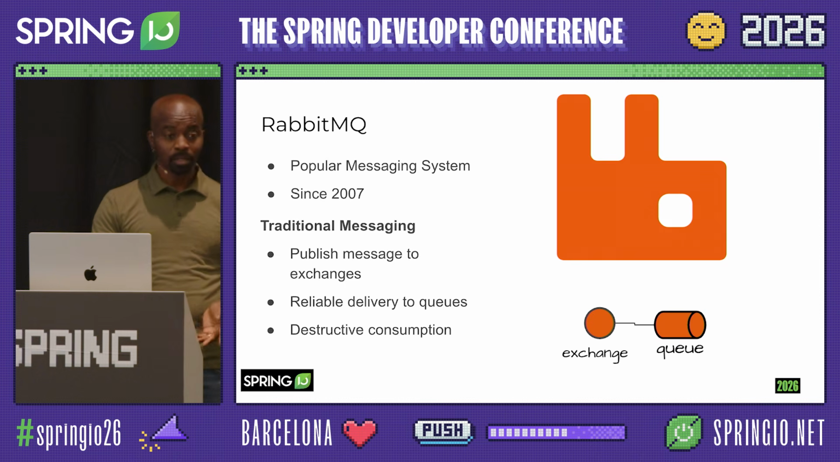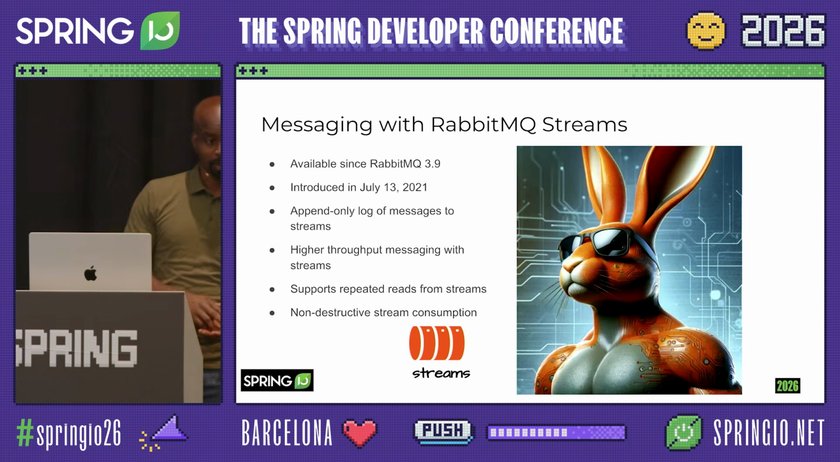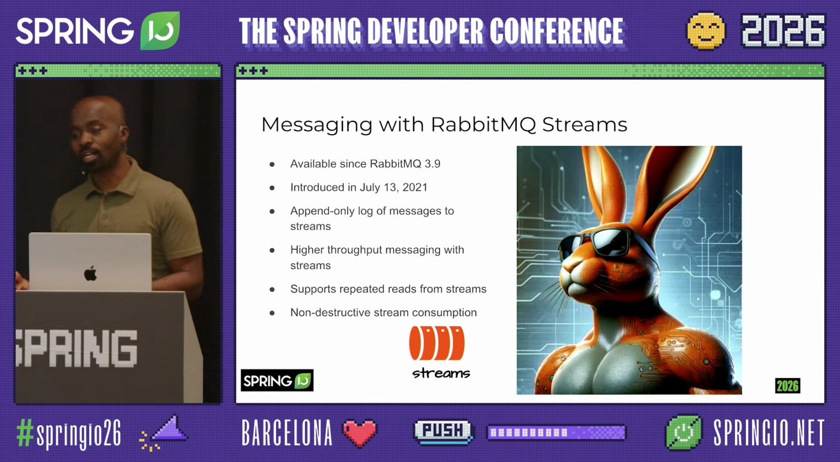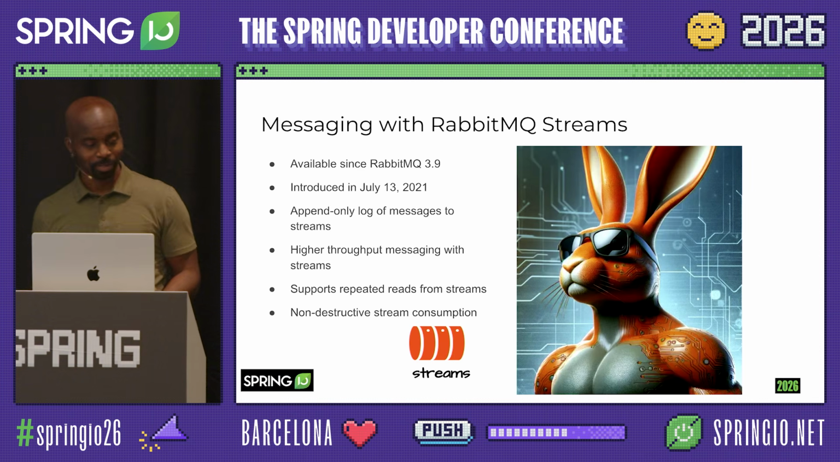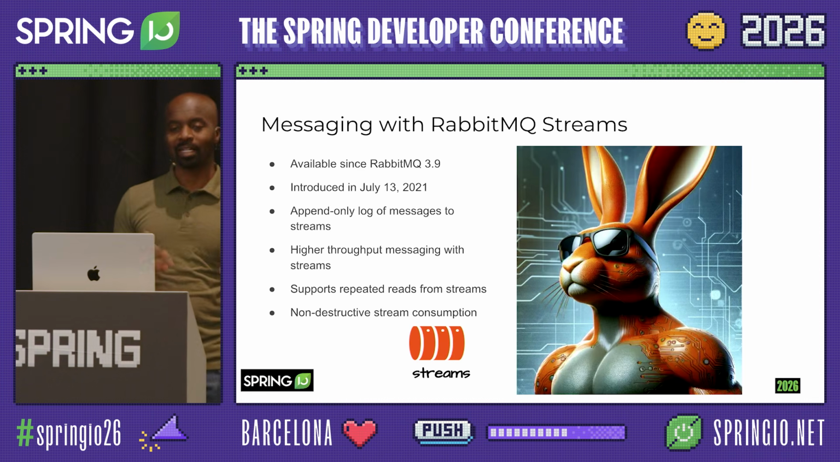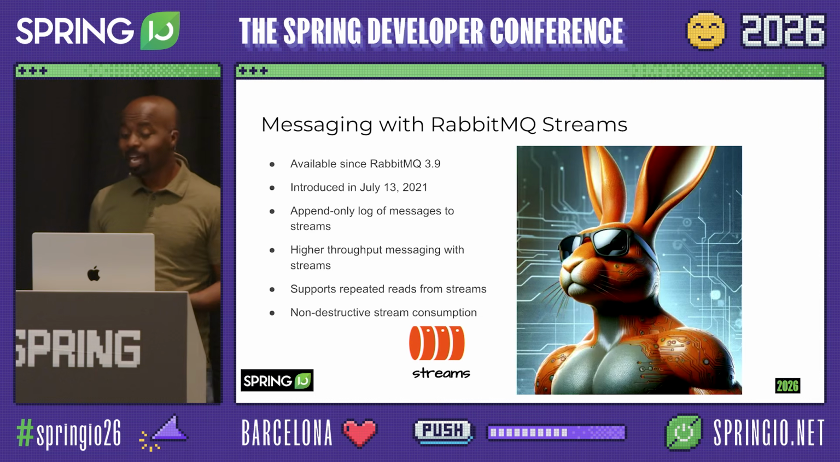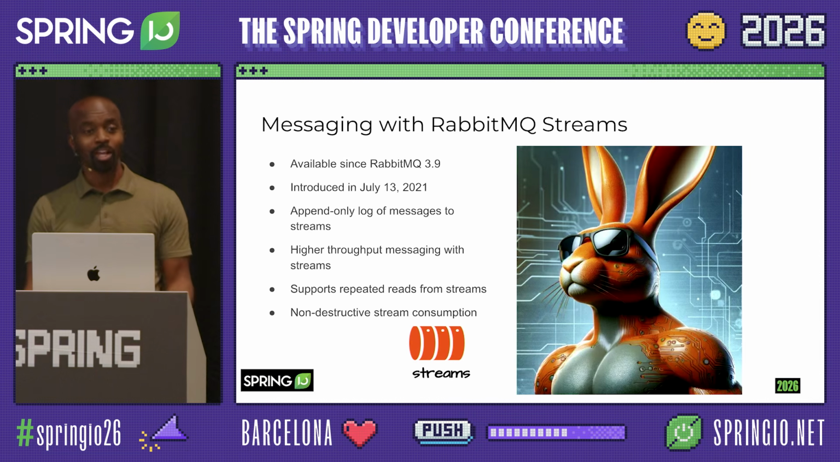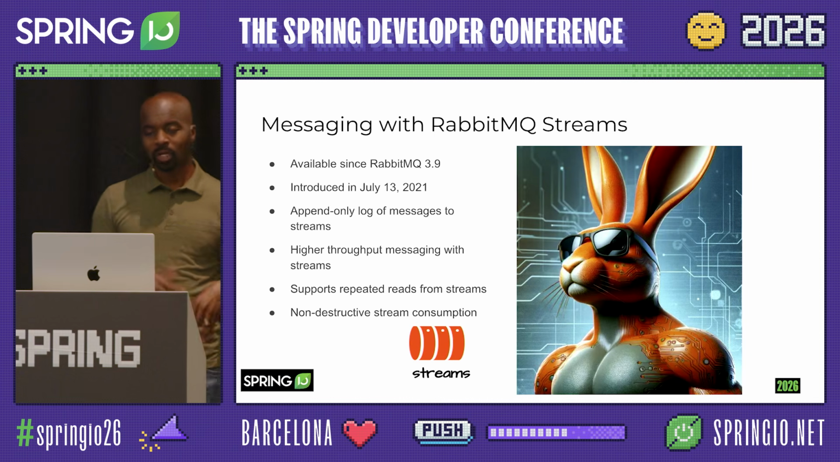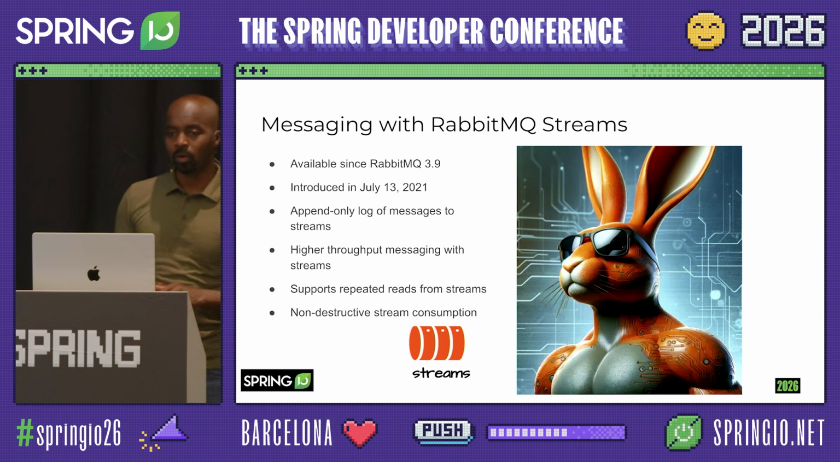Now, Streams is a little bit different, right? It's a newer technology, but it's not new, right? It was available since RabbitMQ version 3.9. At the time of today's talk, the current version of Rabbit is 4.2, right? So again, it's been about 5 years or so now.